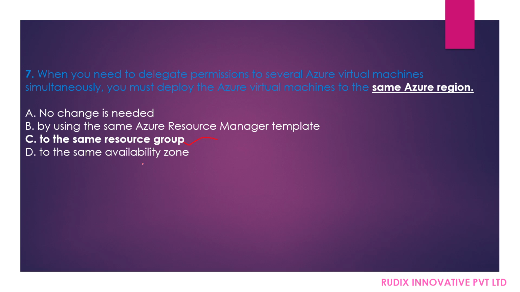Coming to the same availability zones, which achieve high availability within a region by distributing resources across multiple data centers. So, for this question, the answer is the same resource group, which means deploying the virtual machines to the same resource group may simplify management tasks. It does not address the need to delegate permissions. Next question.